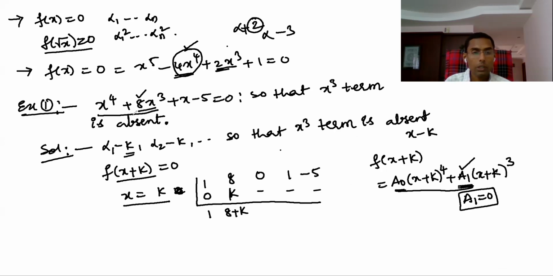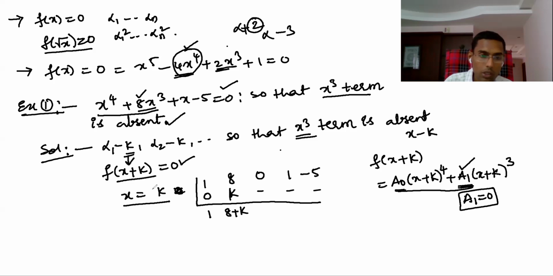So I'm explaining again once you see x power 4. Now we have to translate this equation so that the x cube term is absent. So what I did here is simply take alpha 1 plus k, alpha 2, alpha 1 minus k. That means I assumed that minus k is added so that the x cube term is absent here. Then the equation becomes f of x plus k equal to 0, the required equation.